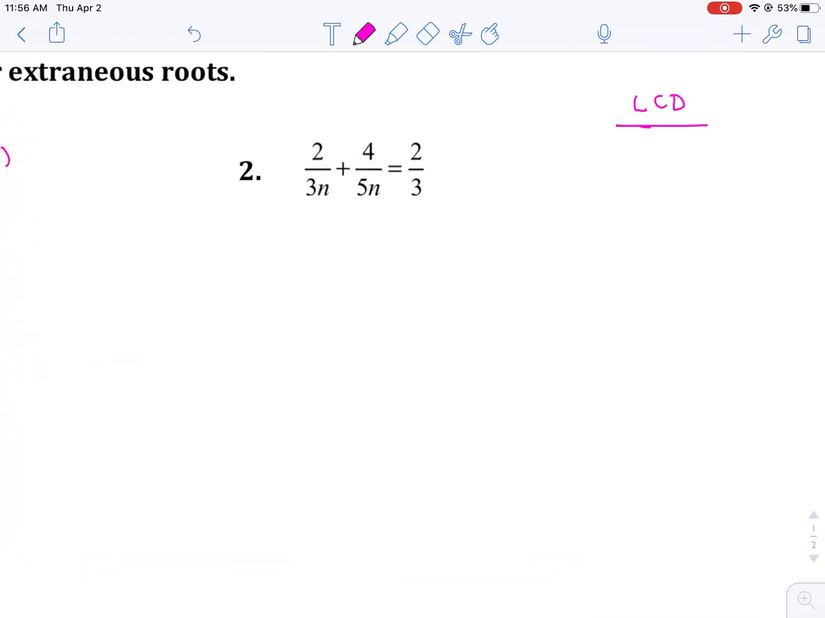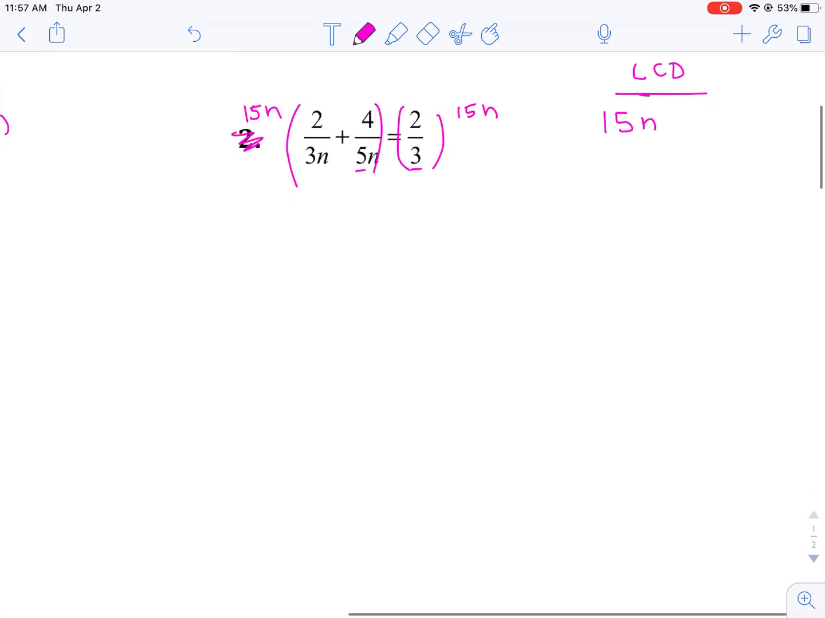I kind of put that up here on the side. I have a 3 and a 5, and of course 3 and 5 both go into 15, so my LCD is going to have a 15. And if you look on the left, there's an n in both terms, so I need a 15n. So I'm going to multiply left and right by 15n. And you can see, you can rewrite the problem if there's not enough space. I'm kind of ignoring the 2 there and just multiplying both sides by 15n.